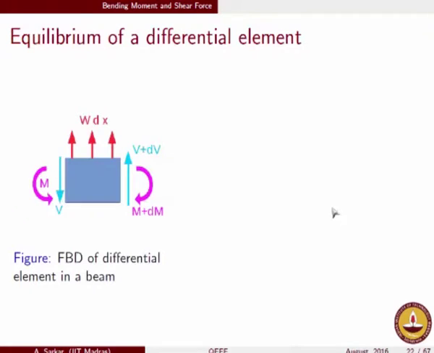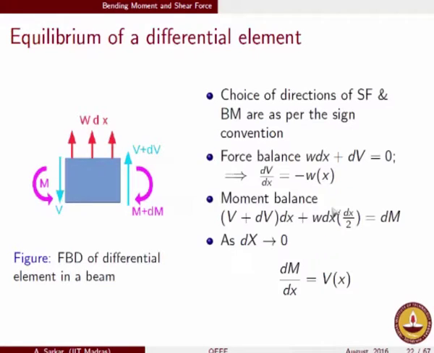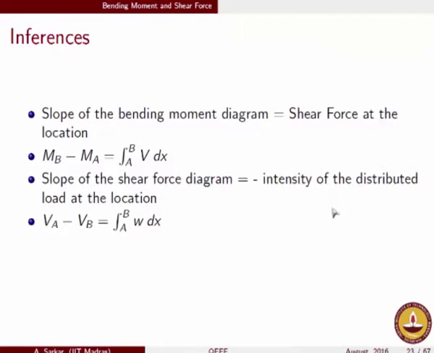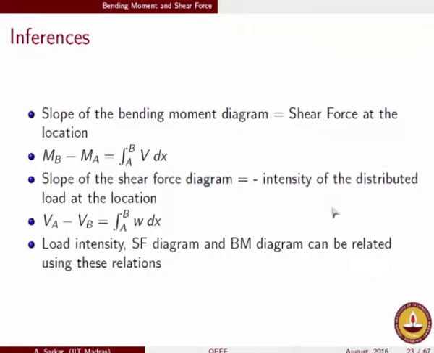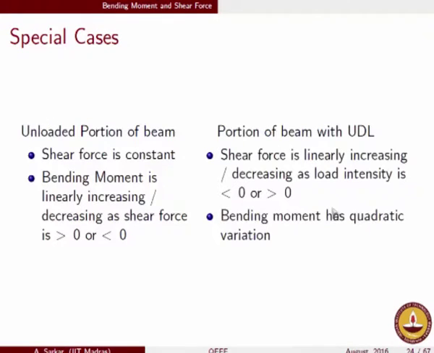And this is now qualified through a formal derivation that this is always true. This is not just true for that specific example. It is always true that when you have a UDL, shear force will increase linearly and bending moment will have a quadratic variation. When there is no load in the portion of the beam, then the shear force is constant and the bending moment will linearly increase.